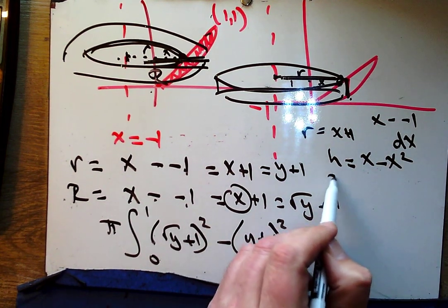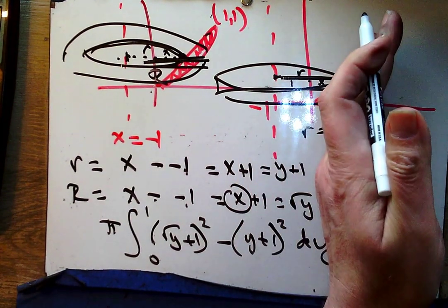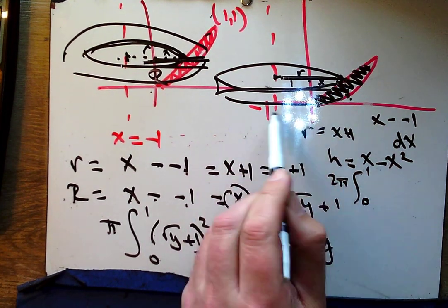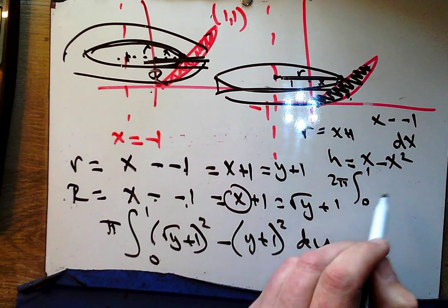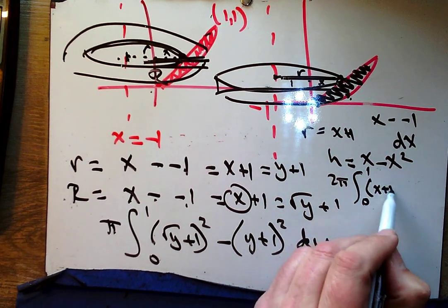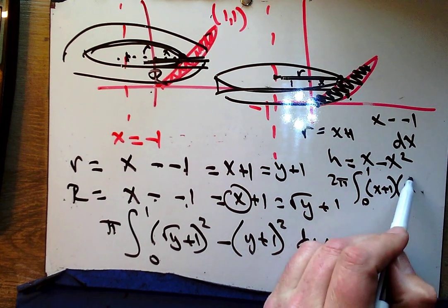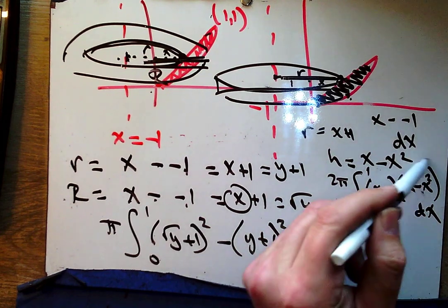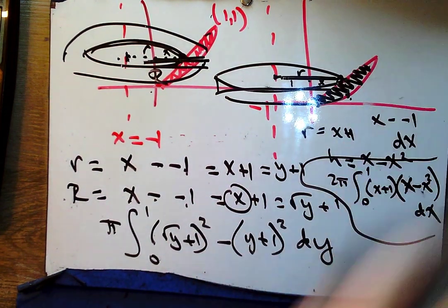So here we have 2 pi, 0 to 1, because we're only integrating from here to here. We're only integrating the region, not over here. So integrating from 0 to 1, x plus 1, x minus x squared, dx. Ta-da! There you go. Okay, I did those.